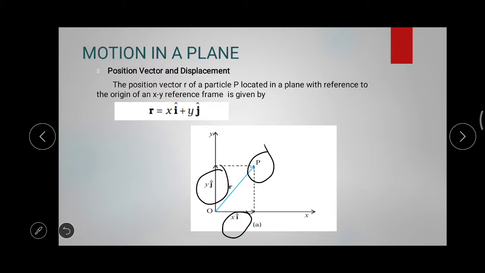So you can find the x component and y component. Here we have considered the x component as x i cap and the y component of the vector r as y j cap. So using the parallelogram law, r will be equal to x i cap plus y j cap. So that is the position vector of the point P. The position vector should begin from the origin and end at the particular point for which you are considering the position vector.